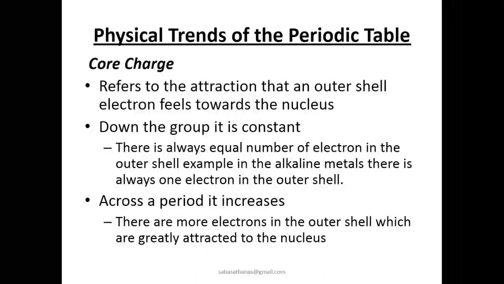Across the period it increases. Why does it increase? It increases because there are more electrons in the outer shells which are greatly attracted to the nucleus. As you move across the periods, the number of electrons in the outermost shell increases.